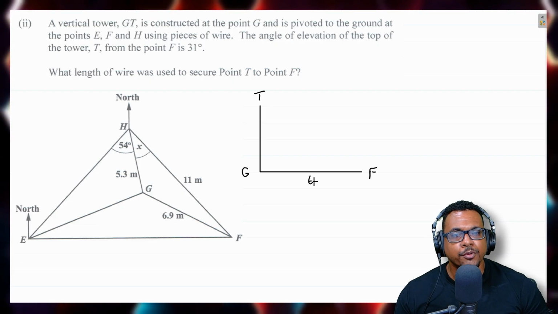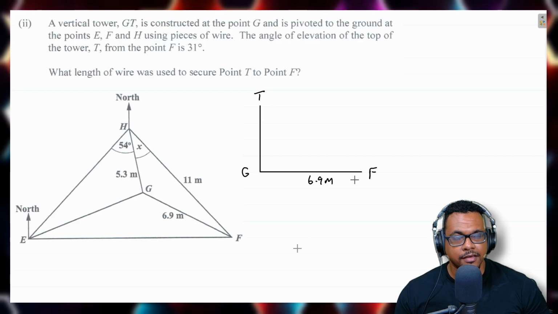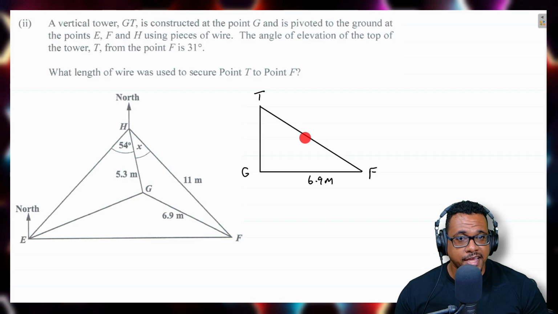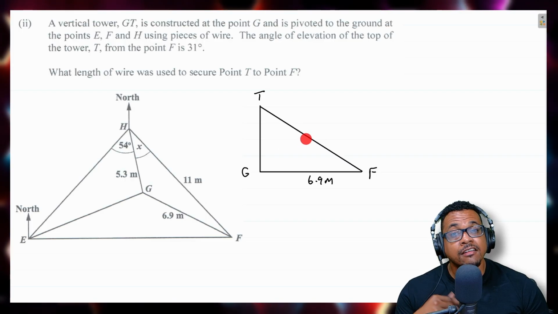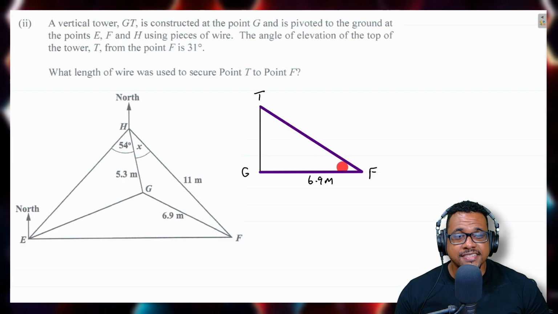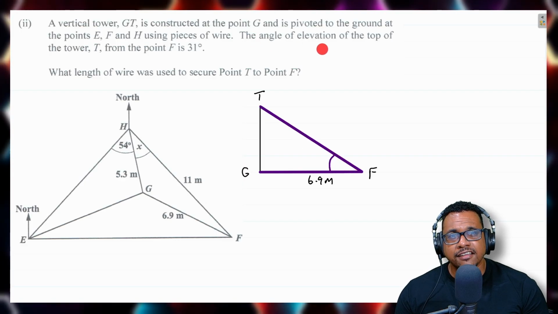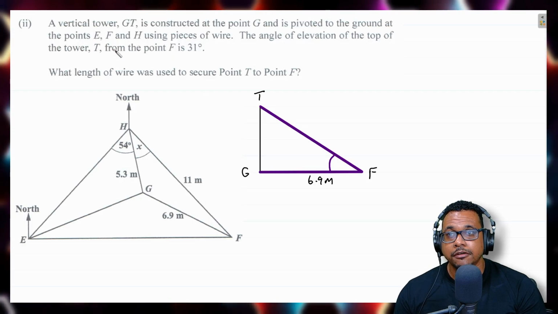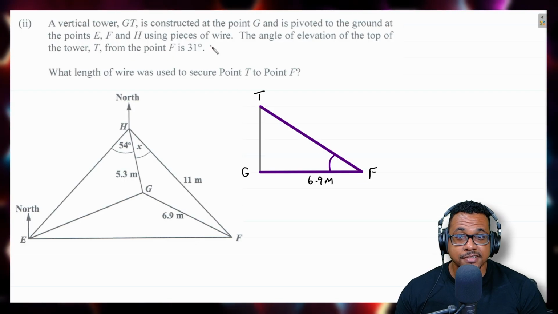We're going to have that 6.9 meters. And therefore, the wire connecting F to the top of the tower is going to be this line here. And we're saying the angle of elevation, so from horizontal looking up from F, would be this angle here. So now the angle of elevation of the top of the tower T from the point F is 31 degrees.